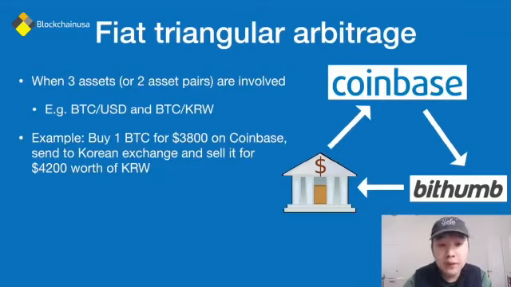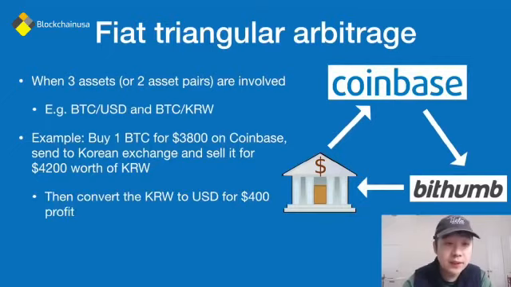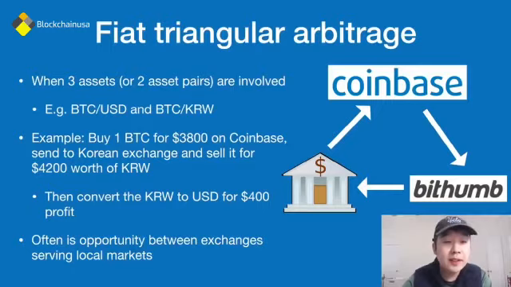Example, buy one Bitcoin for $3,800 on Coinbase, send it to a Korean exchange, and sell it for $4,200 worth of Korean won. And then you can convert your Korean won to USD at a bank, per se, for $400 profit. This opportunity is often there for exchanges serving local or regional markets.